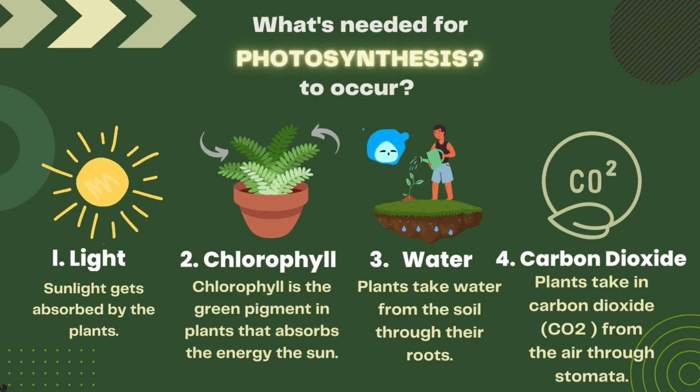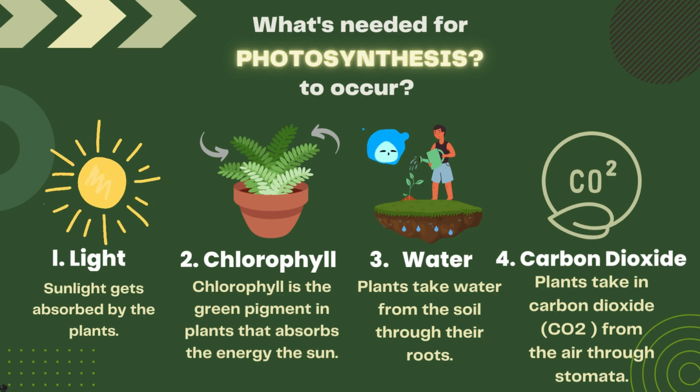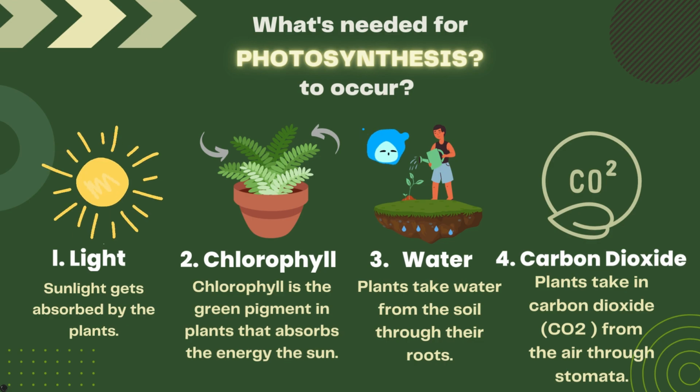Light can come from either the sun or artificially approved light. That light will then get absorbed by the plants using pigments called chlorophylls. Chlorophyll is the green that we see on plants. Like we just said before, those pigments absorb energy from the sun.